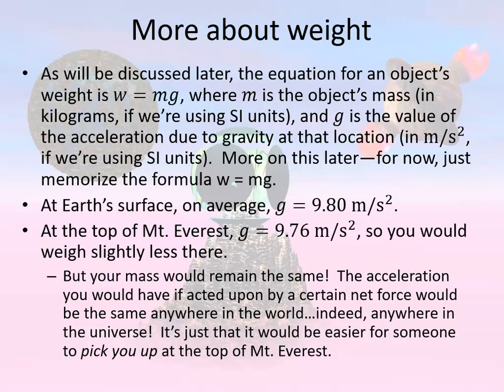So that's something to keep in mind, because mass tells you how difficult it is to change an object's velocity. If you're trying to throw something, you're trying to change its velocity. So it's hard to throw things that have a high mass, regardless of their weight.